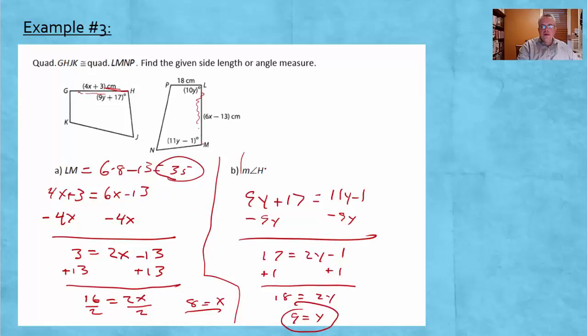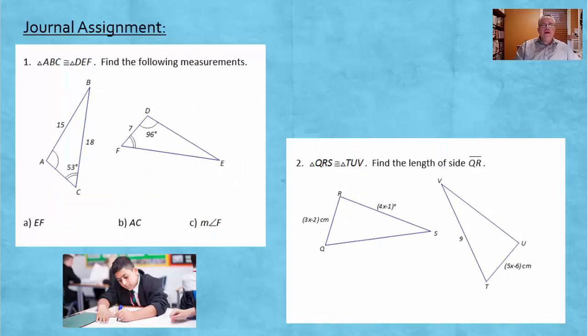I'm pretty happy about that, but I have to find the measure of angle H. So angle H was 9y plus 17. That'd be 9 times 9 plus 17, which is 81 plus 17, which is 98, I believe. Okay. Now, once you get the hang of this, and if you're good at spotting the matching parts, you're going to be fine at this. All right, got 2 problems for you.